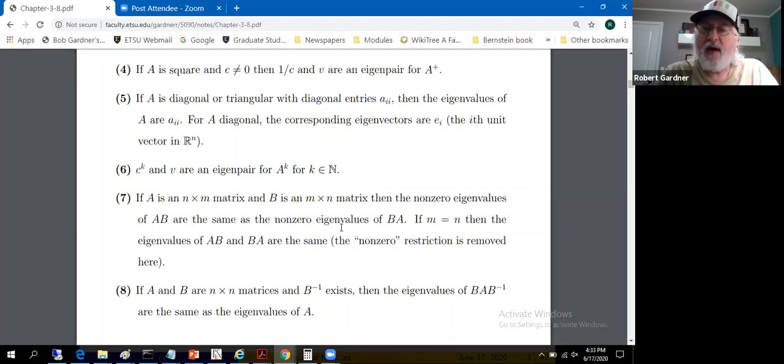Whenever we said eigenvalues, it was always with square matrices. B times A is a square matrix. A times B is a square matrix, even though A and B themselves are not square matrices.